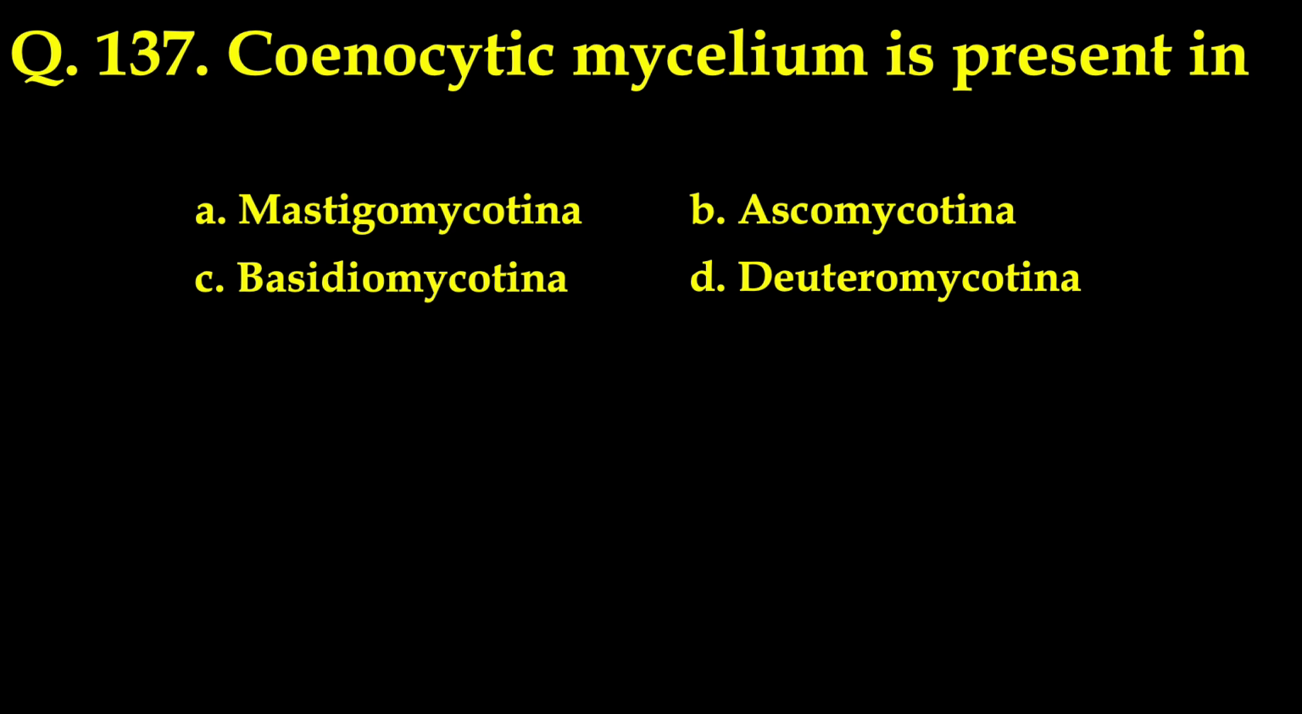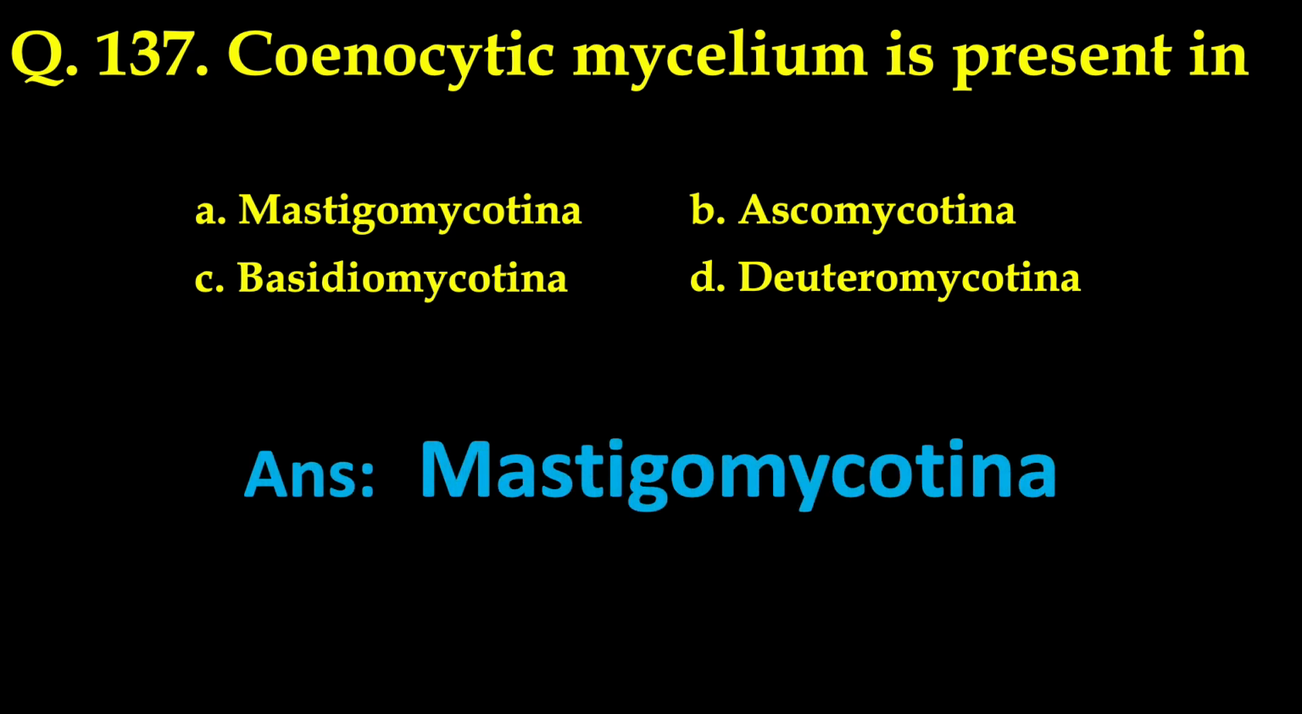And out of all these, Mastigomycotina produces flagellated cells during their lifetime and may bear rhizoids, and they are mostly filamentous and having coenocytic mycelium. So the correct answer is Mastigomycotina. That means the coenocytic mycelium is present in Mastigomycotina.